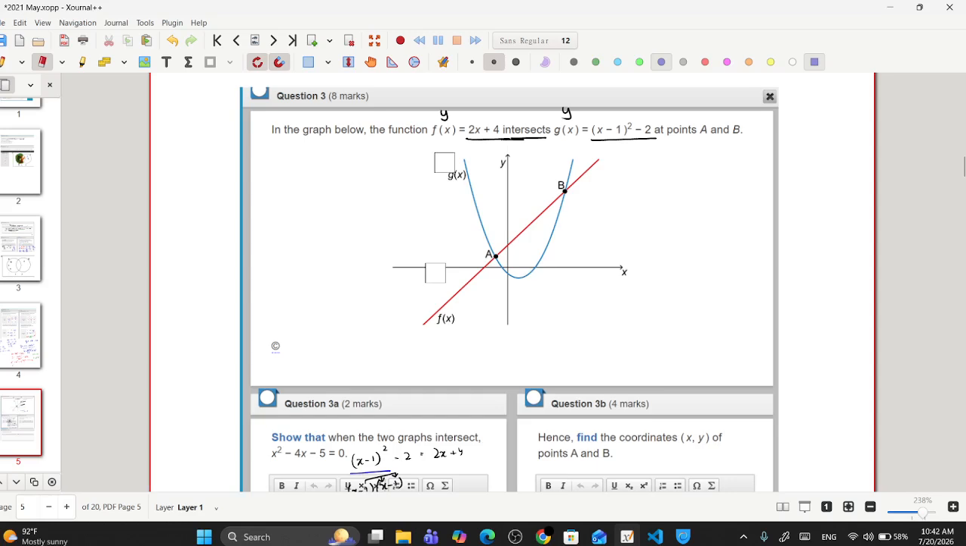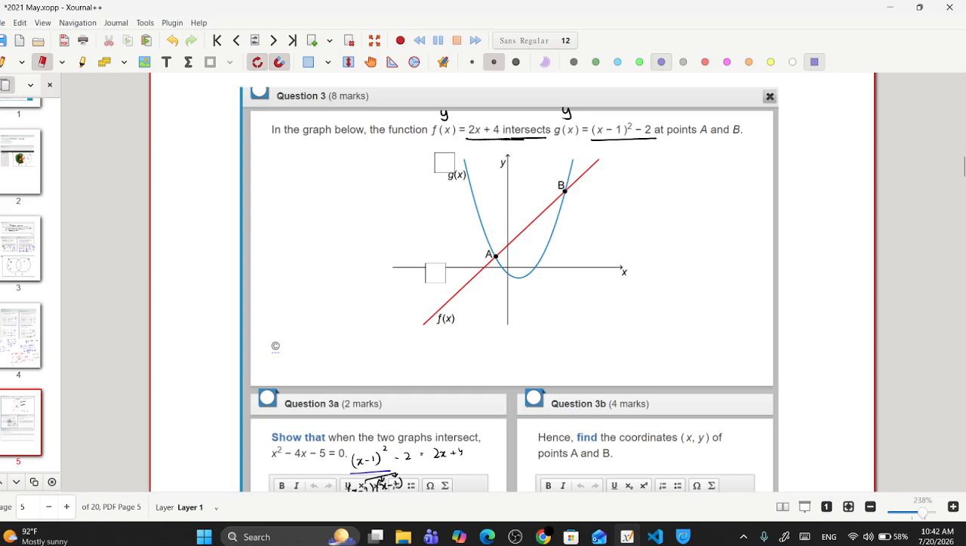Hence, find the coordinates x, y of points A and B. Whenever it says hence, it means use the previous part to answer it. So we have the equation x squared minus 4x minus 5. Alright? We have to use this previous part in order to solve it, and find the coordinates x comma y of the points A, B.